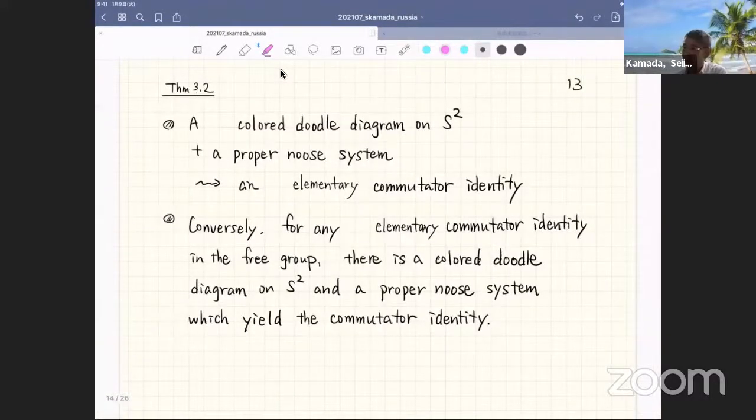Then the first theorem is restated like this: given a colored doodle diagram on S and a proper noose system, we have an elementary commutator identity. And conversely, for any elementary commutator identity, there is a colored doodle and a proper noose system which give the commutator identity. So we restrict ourselves to proper noose systems and elementary commutator identities. Then our discussion becomes more concrete.